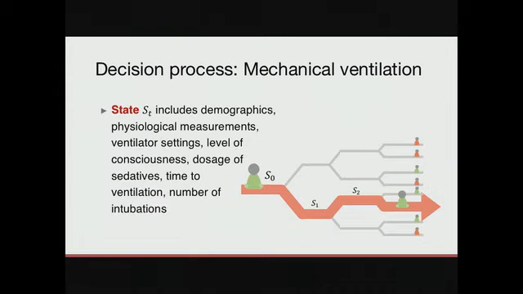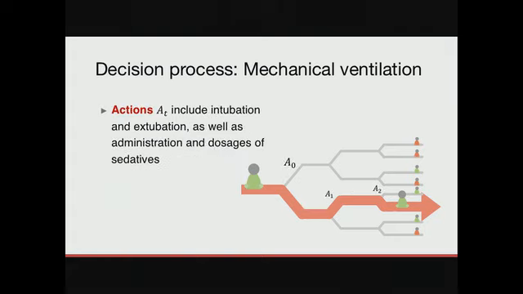So in this example, the state that they considered in this application included the demographic information of the patient, which doesn't really change over time. Their physiological measurements, ventilator settings, consciousness level, the dosages of the sedatives they use, which could be an action, I suppose, and a number of other things. And these are the values that we have to keep track of moving forward in time. The actions concretely included whether to intubate or extubate the patient, as well as the administer and dosing the sedatives.